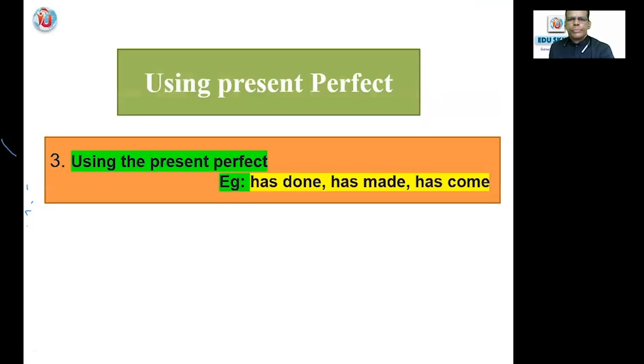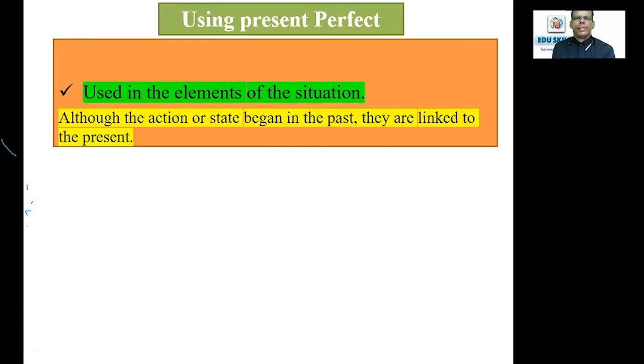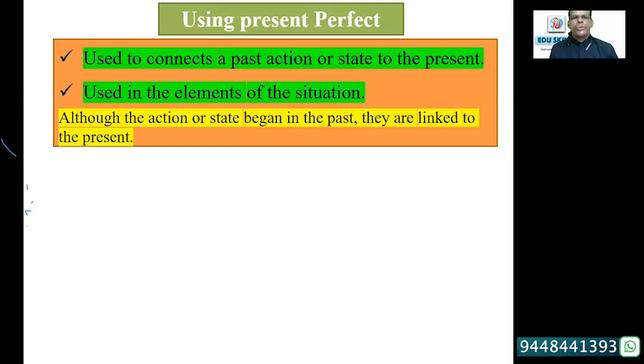Using the present perfect: he has gone, he has made, he has come. The format, you know. Used in the elements of the situation. Although the action or state began in the past, they are linked to the present. The situation, chest tightness, maybe began in the past, but it is connected to the present. Still, there is influence of it. It is used to connect a past action or state to the present. A past experience or situation or condition of the patient is connected to the present.